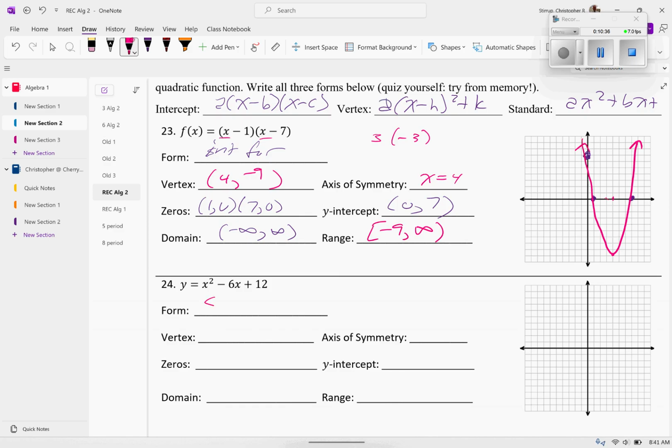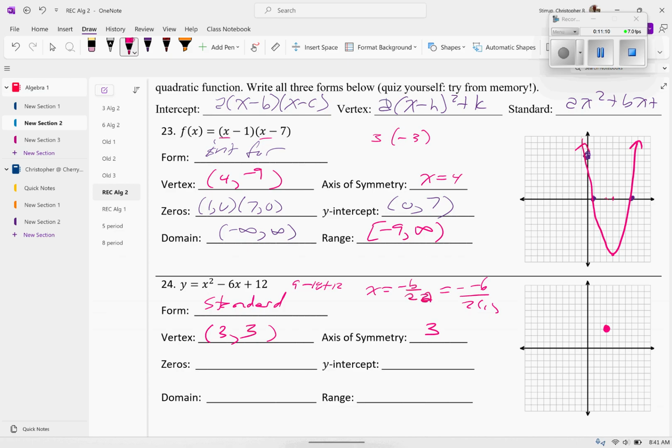All right, this is in standard form because it's not factored or anything like that. So remember, in standard form, I'm going to find my axis of symmetry: negative b over 2a. So I'm going to get negative negative 6 over 2 times 1. That's going to be 6 over 2, which is 3. I know my x component of my vertex, plug that in. 3 squared is 9, minus 18 plus 12. So that's 21 minus 18, which is 3. So 3 comma 3 is our vertex. 2, 3, right there.